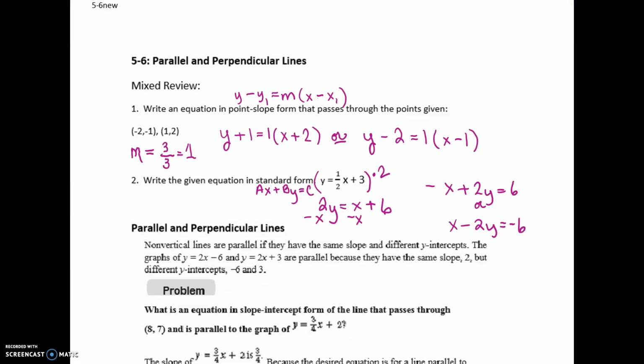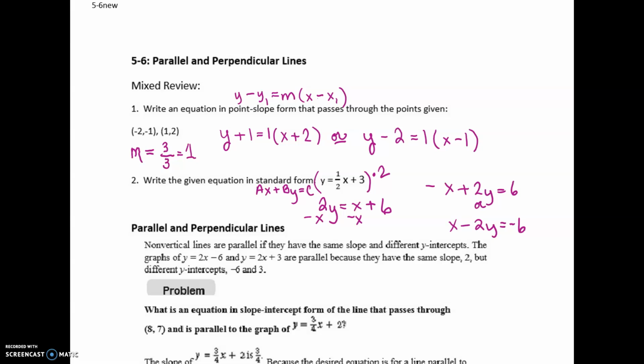So here are the answers to the mixed review here. I went ahead and put the formula up at the top for point slope form, and I also put the 2 versions that you could have depending on whether you use the first point or the second point.